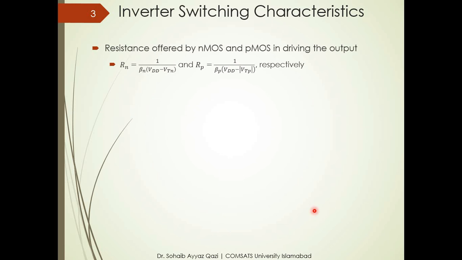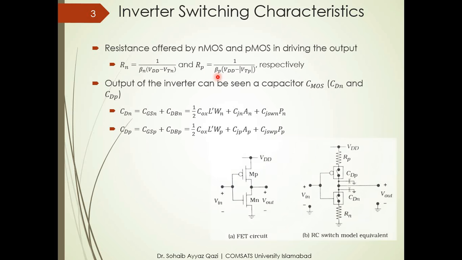And we also know that the resistance offered by NMOS and PMOS in driving the output, these formulas can be used for our resistances. If we have to find the resistance for NMOS, we use this formula where we have beta N, and then for the resistance of PMOS we use beta P. And similarly, the output of our inverter can be seen as a capacitor.